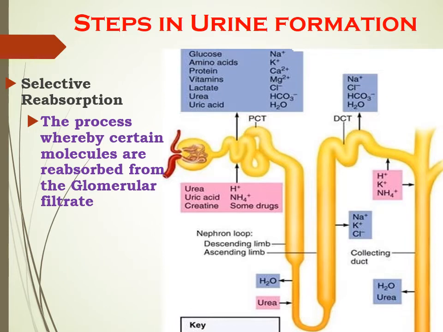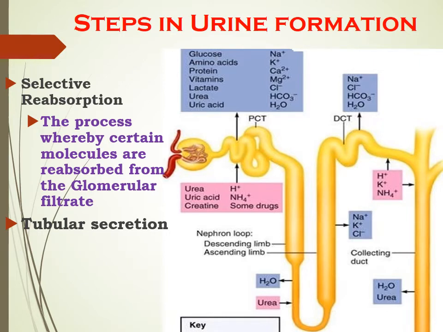Can you see those blood capillaries? They are surrounding the PCT, loop of Henle, DCT. So all these products will enter back into the blood. Correct? Into the capillaries, and then it will be taken outside to the renal vein and it connects to the inferior vena cava. Let's come to the third step, tubular secretion.